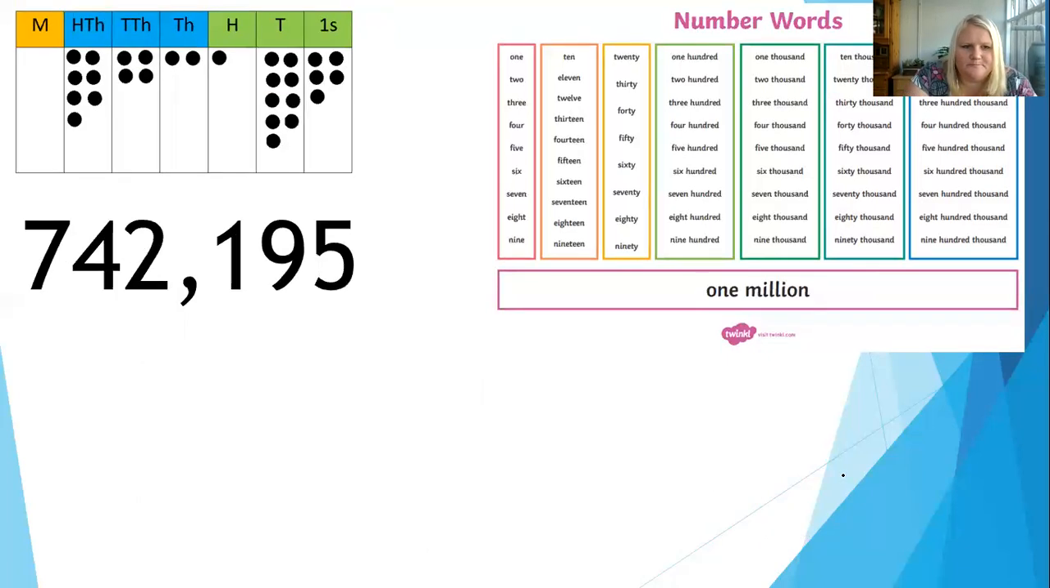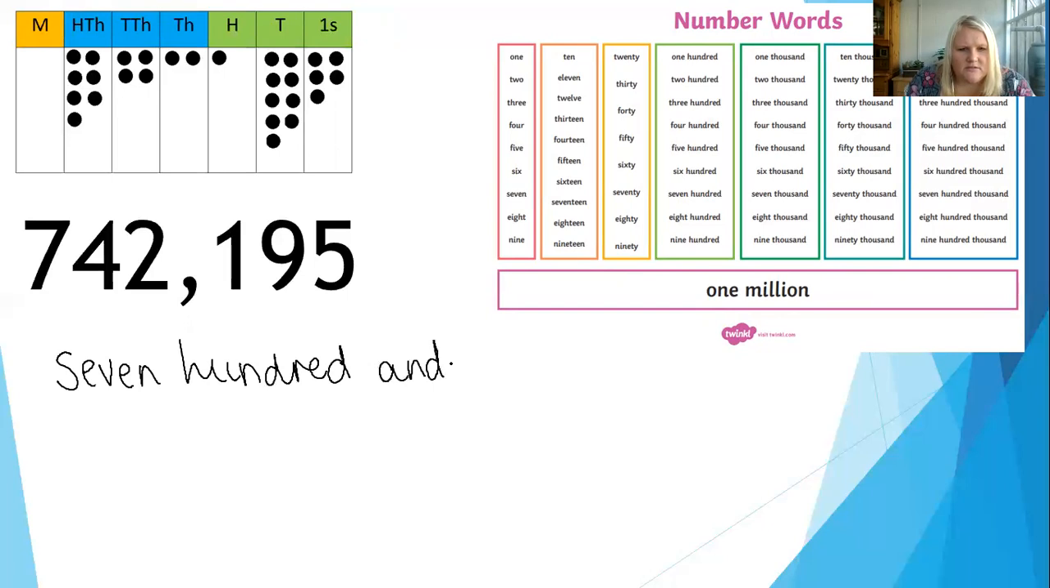Let's try another one. So let's read the number together. We have got 742,195. Do it again. 742,195. Right, let's write that down. So 7. I'm going to look up here. 7. So I've got 700 and 42,000.